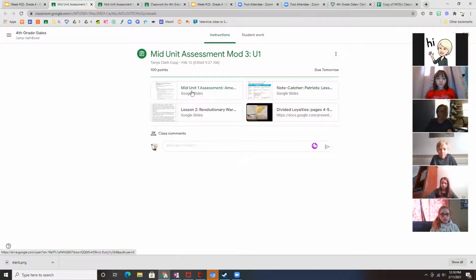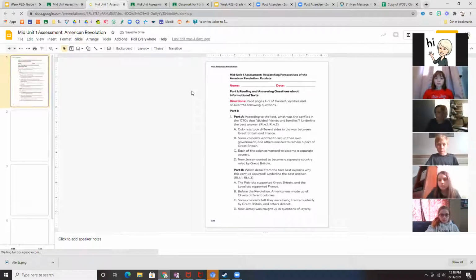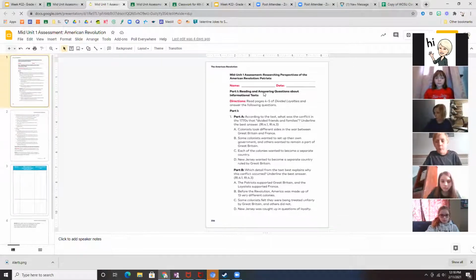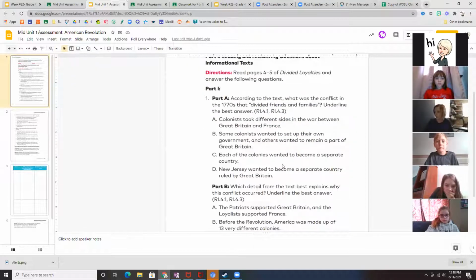So if you will open up your mid-unit 1 assessment. Okay, so part 1, read and answer questions about informational text. Read pages 4 and 5 of Divided Loyalties and answer the following questions. All right, I'm going to read to you. I'm going to stop sharing my screen so that you can have your test open. And I'm going to read to you. You can follow along in the slide that I made you if you'd like, or you can listen to me and look at it later.